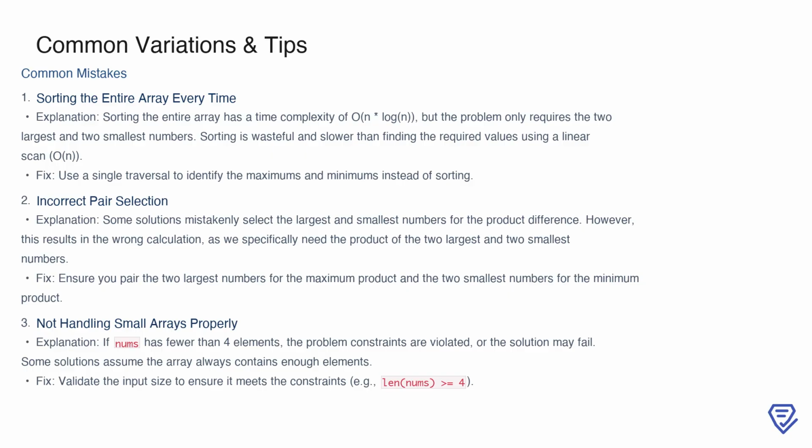Lastly, handling small arrays improperly can also be a pitfall. If the input array contains fewer than 4 elements, the problem constraints are violated, or the solution might fail. It's important to validate the input size to ensure it meets the minimum requirement of 4 elements before proceeding with your logic.